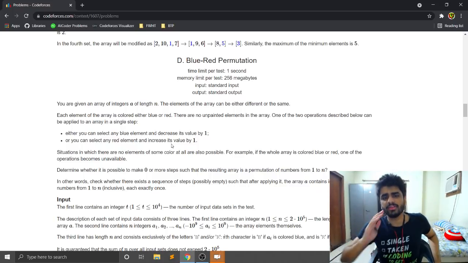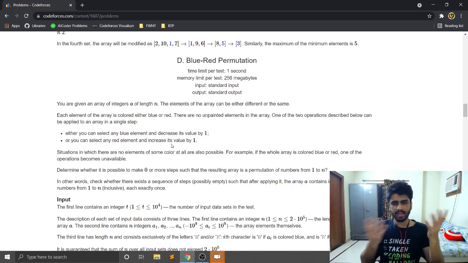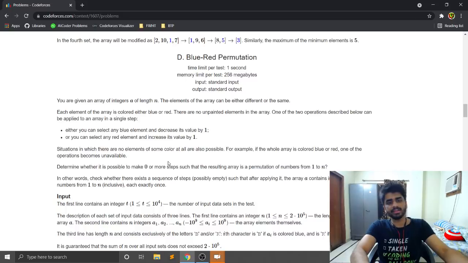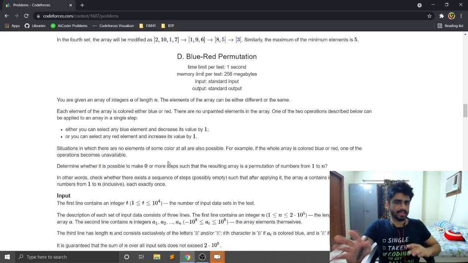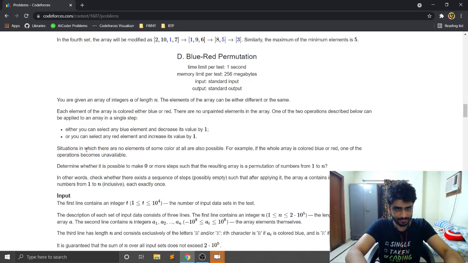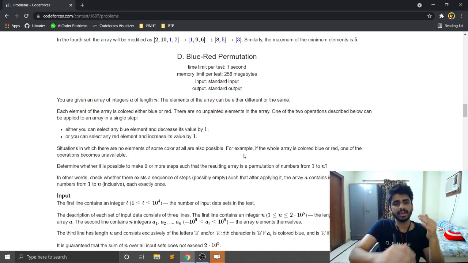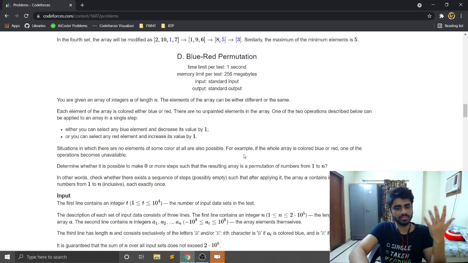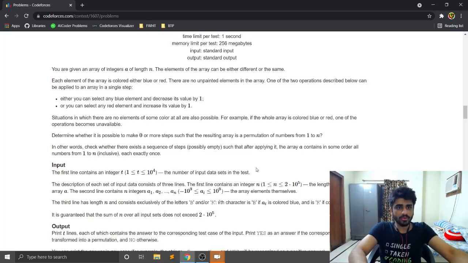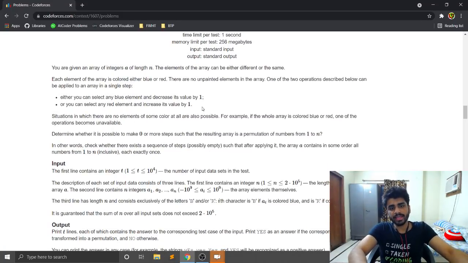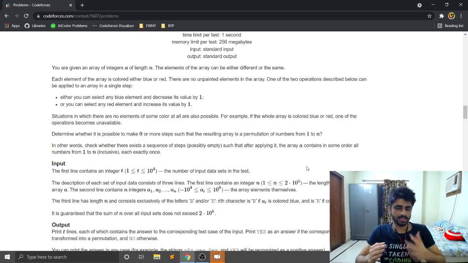In this one, we are given an array of length n, and the elements can be the same or different or anything, and each element can be blue or red. It might be possible that all the elements are blue or all the elements are red, and so on. In a single step, you can take any of the blue elements and decrease its value by 1, or you can take any of the red elements and increase its value by 1, and you can do these moves as many times as required. What you want to do is convert this array into a permutation.